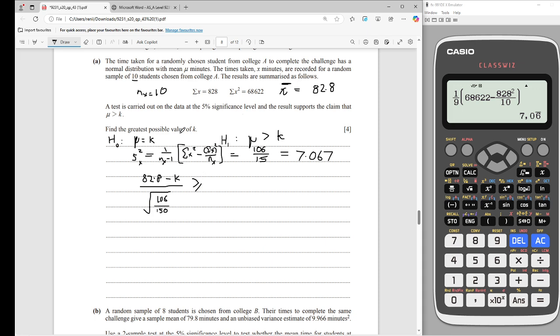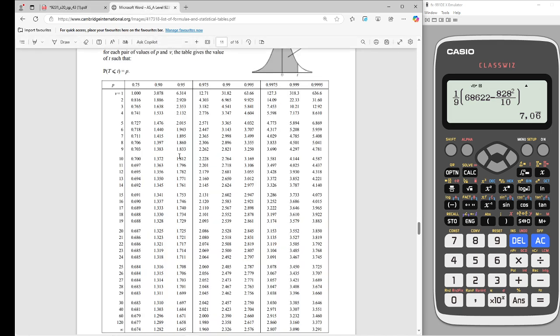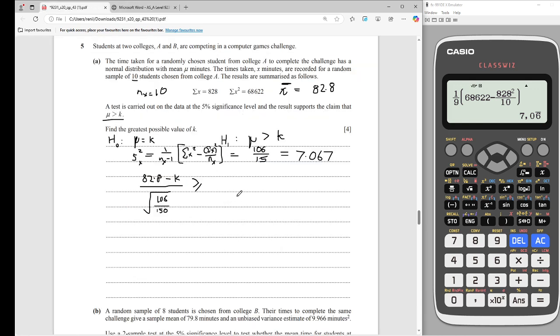Our critical value, given that this is a one-tailed test, we are looking at every value in which k is lower than mu. Okay, we're not looking for higher, so we're looking at only one side. That means it's a one-tailed test. For a one-tailed test, the formula was 1 minus alpha by 100, where alpha is 5. That means that our p value will be 0.95. For degrees of freedom 9, that means our critical value is 1.833.